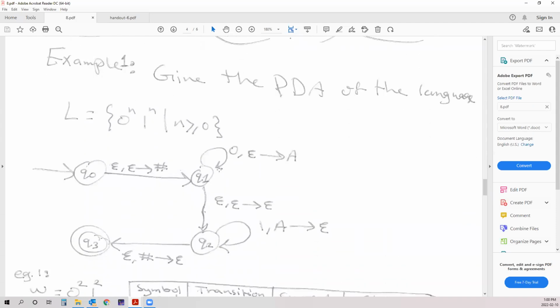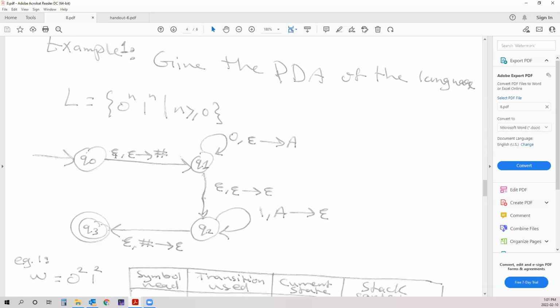Example. Here, the first example, we will repeat it with a table to let you understand each single step. Given the PDA of the language L = {0^n 1^n, where n is greater or equal to 0}, we start with q0. At the beginning, epsilon, epsilon, hash. I use hash, same as used in data structure. In the handout, we use the $ sign. You can use whatever you want. At q1, 0, epsilon, A. If the second one is epsilon, what does that mean?